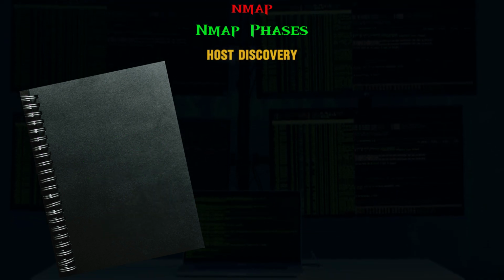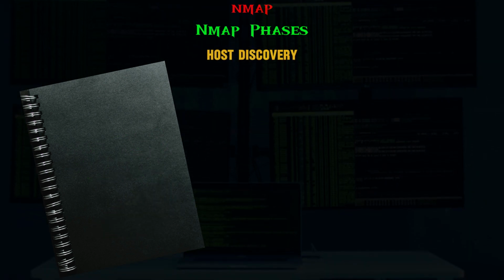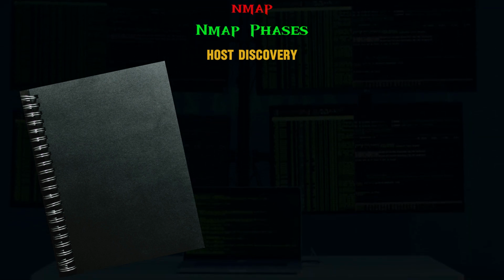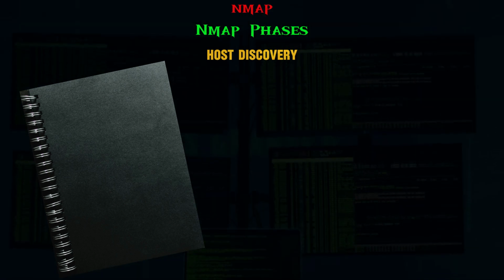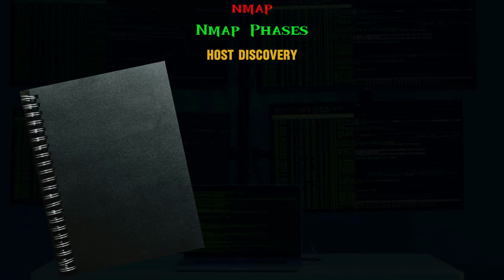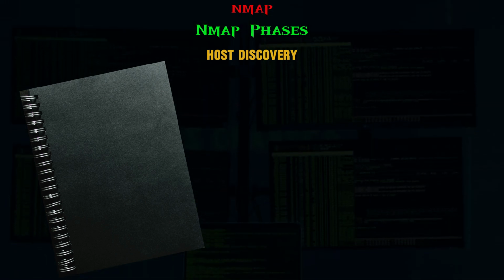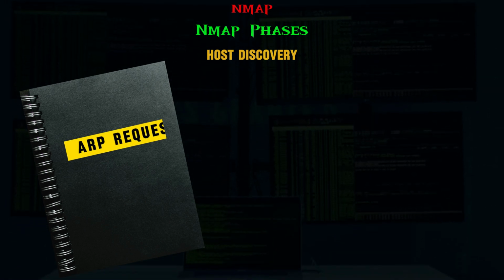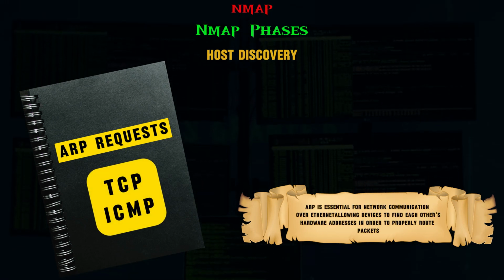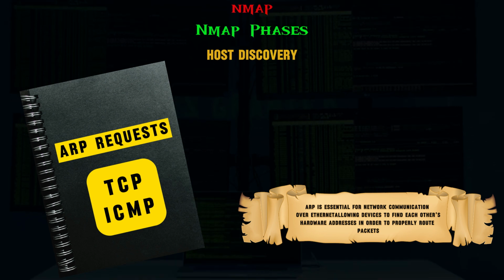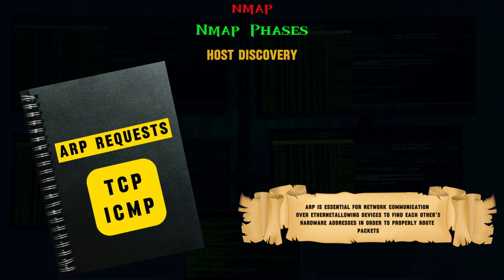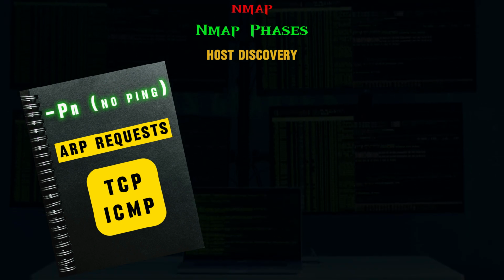Third phase is host discovery, or ping scanning. Network scans usually begin by discovering which targets on the network are online, and thus worth deeper investigation. This process is called host discovery, or ping scanning. Nmap offers many host discovery techniques, ranging from quick ARP requests to elaborate combinations of TCP, ICMP, and other types of probes. This phase is run by default, though you can skip it. Simply assume all target IPs are online using the -Pn, meaning no ping option.